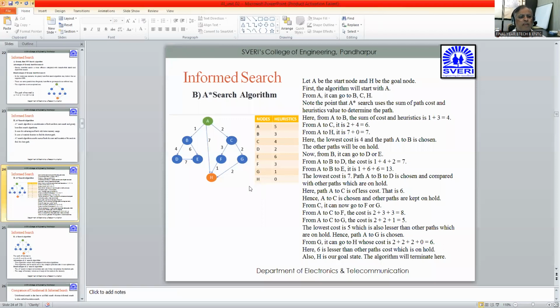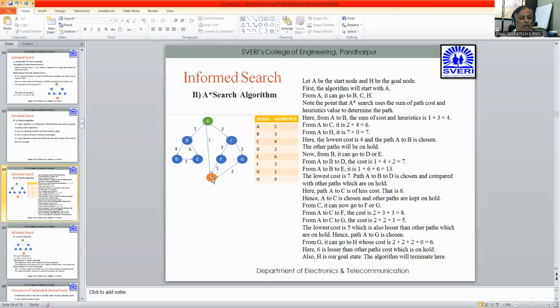Okay, so now we have to see the sum of the path cost as well as the heuristic value to determine. Now, when it goes from A to B, the sum of the cost and heuristic will be 1 plus 3. So B will be 3 and the path will be 1. So 1 plus 3 will be 4. Now when it goes from A to C, the 2 will be there and the C value will be 4. So 4 plus 2, 6.